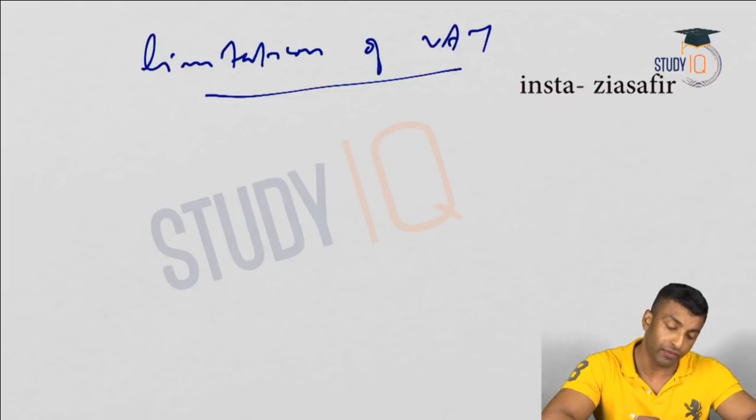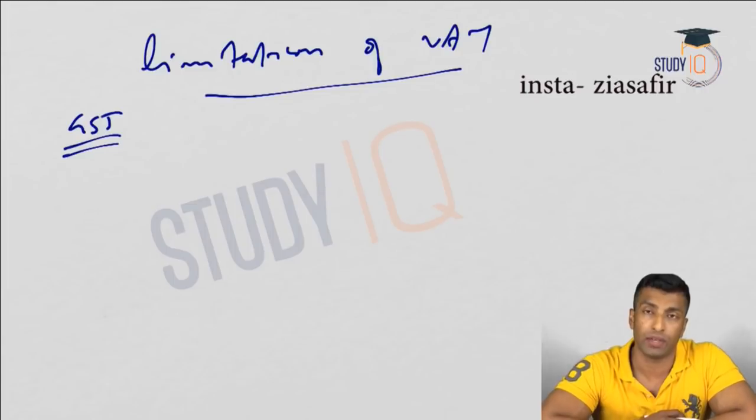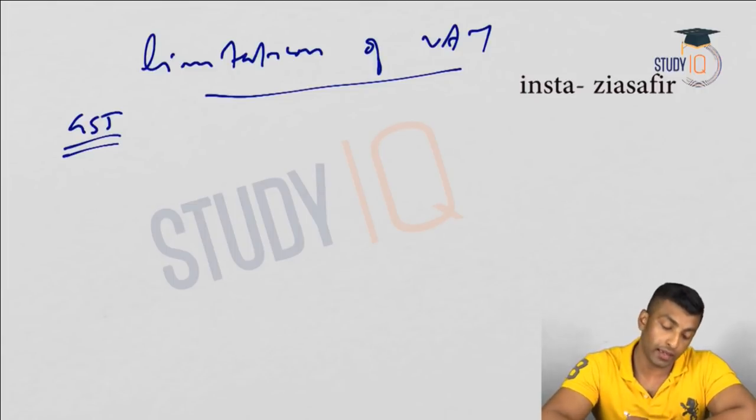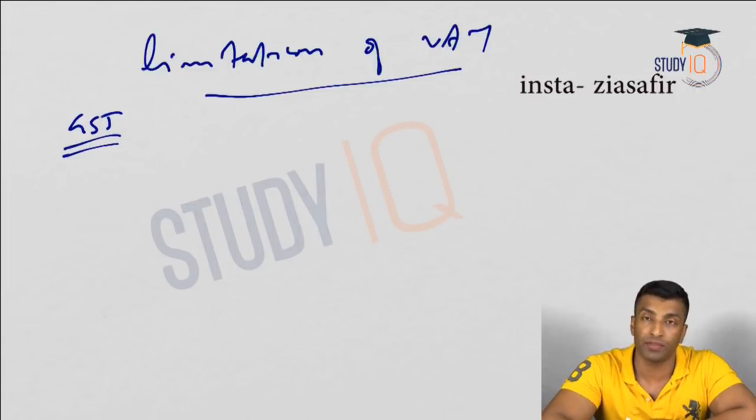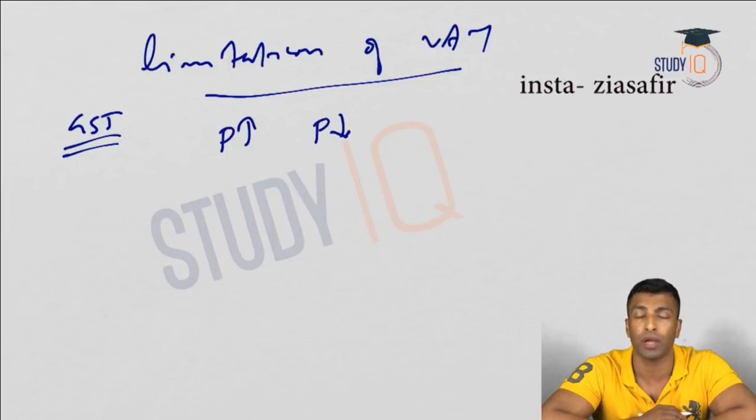Knowledge is also one thing, right? When GST comes, see what is actually going to happen. Will the price increase or decrease when the common tax is there? It has been said that in the beginning the price will increase, but later the price will come down. How is it actually going to happen?